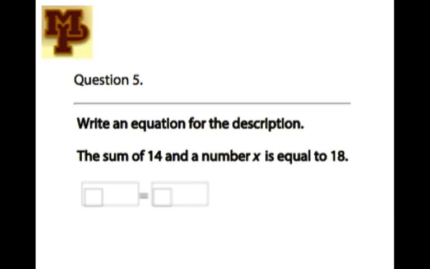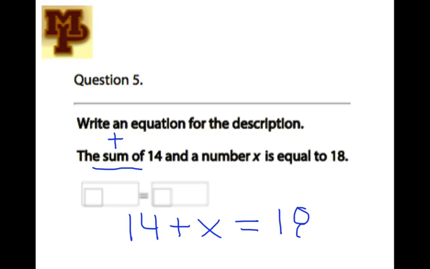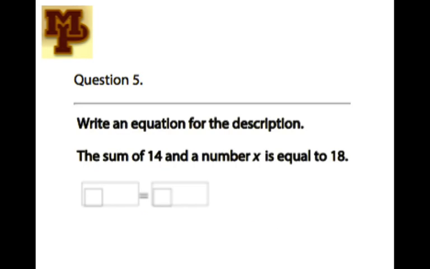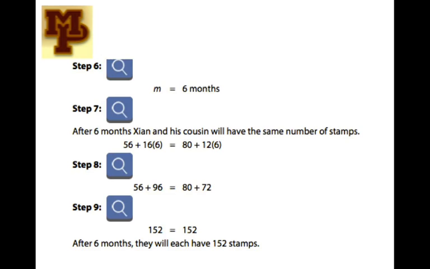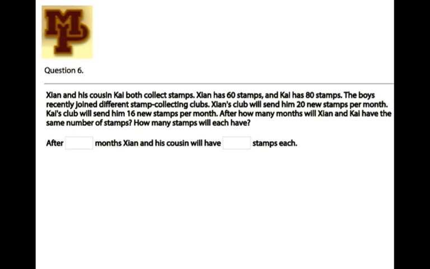Number 5, we just have to write an equation for this. So what you have to remember is that a sum is plus, so the sum of 14 and a number, I should say, so 14 plus the number x is equal to 18. So that should be pretty simple. Okay, I'm looking for number 6.